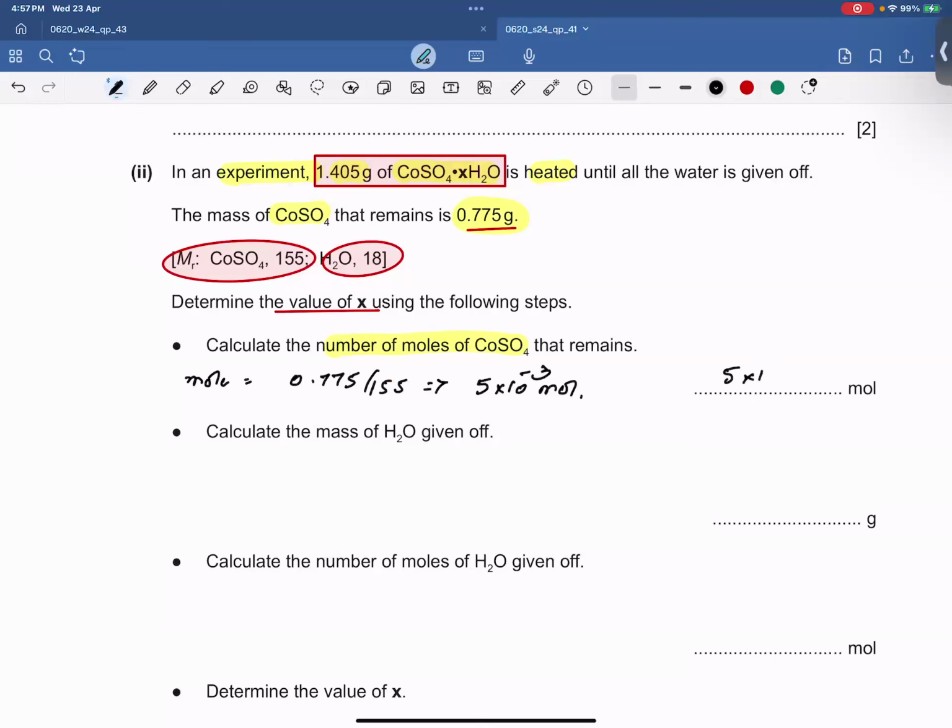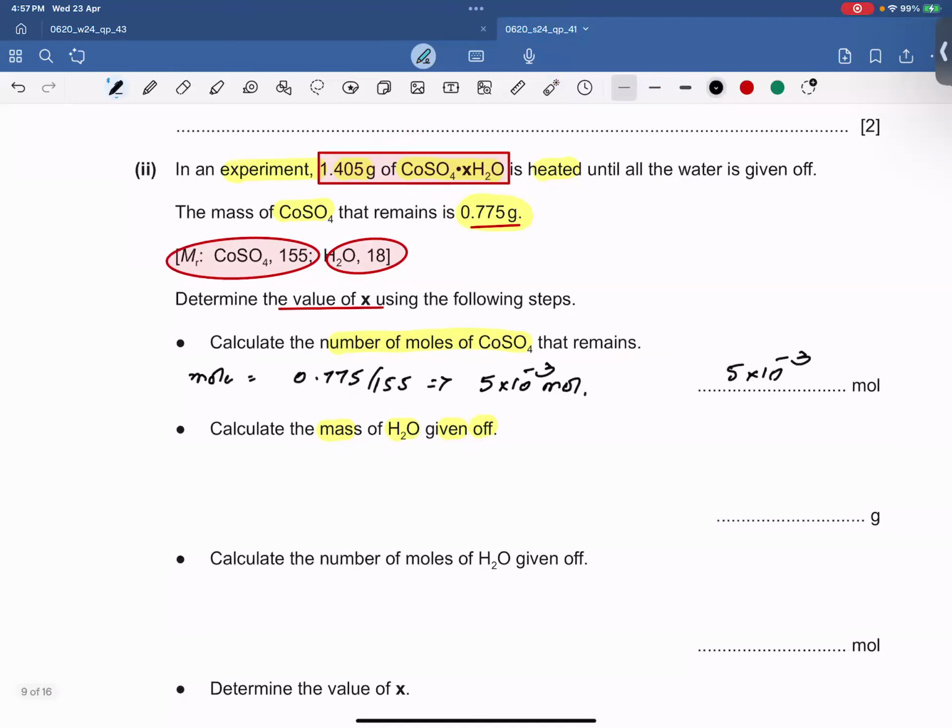Let's write it down here. Next is calculate the mass of water given off. Okay, we know the mass of sample, we know the remaining mass. So when we subtract these two values, I'll get the mass of water lost. So mass of sample is 1.405 gram minus mass of cobalt sulfate is 0.775 gram. So 1.405 minus 0.775, you will get 0.63 gram.